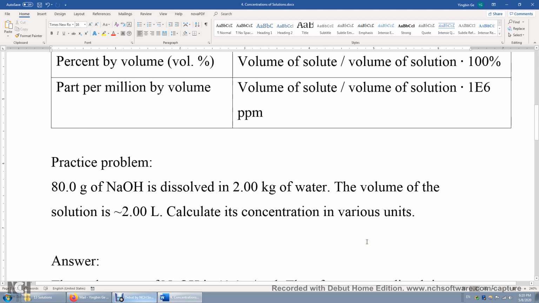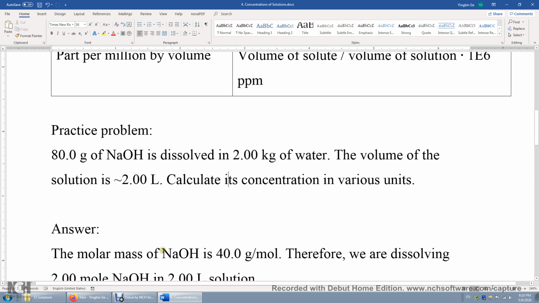All right, you may pause here and work on this and get the molarity, molality, mole fraction, mole percent, part per million by mass, part per million by volume, but in this case it's actually hard to measure the volume of sodium hydroxide. So now let's look at the answer.